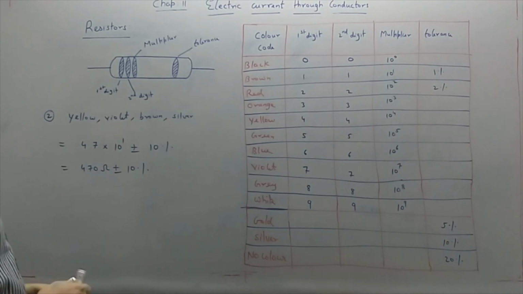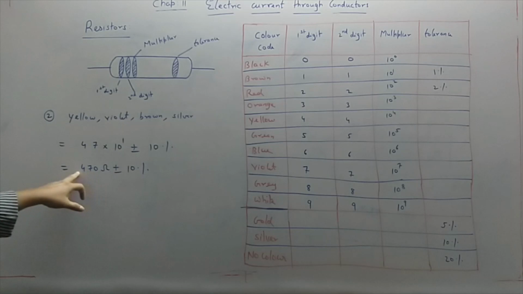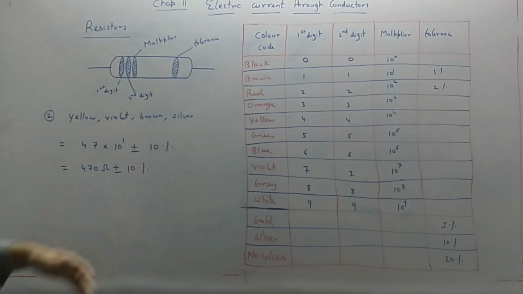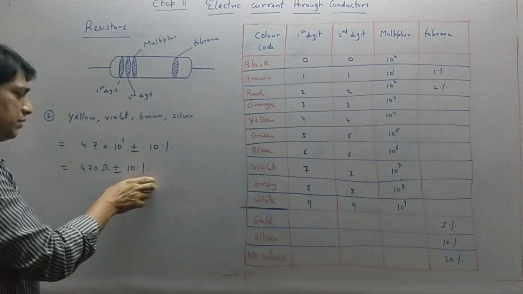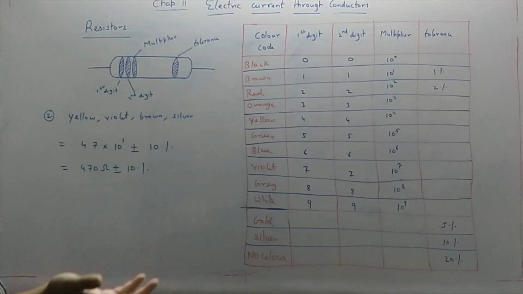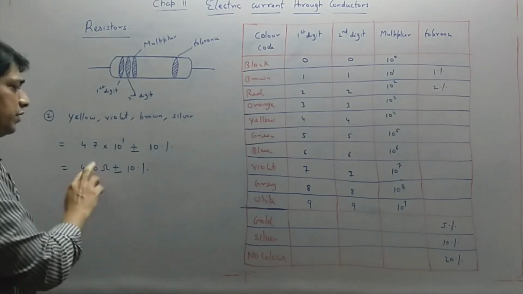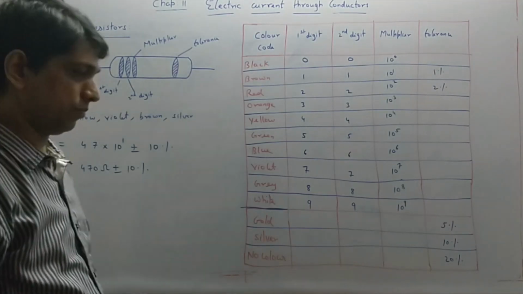If you want to write in kilo ohms, you can divide by 1000, so it comes as 0.47 kilo ohms plus minus 10%. The 10% is just the change in the resistance; due to temperature it can increase. 10% of 470 is 47. So it is 470 plus 47 or 470 minus 47 ohms. I am writing this in ohms. Okay.